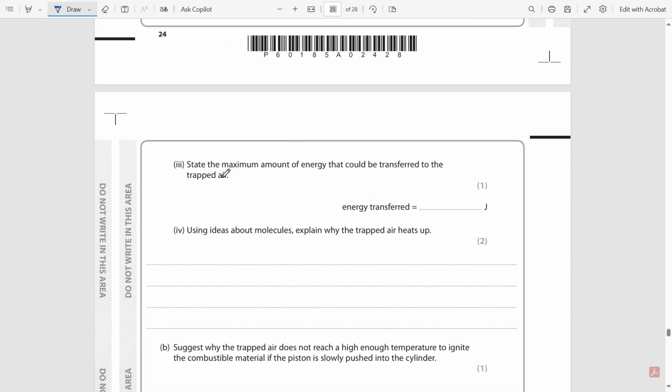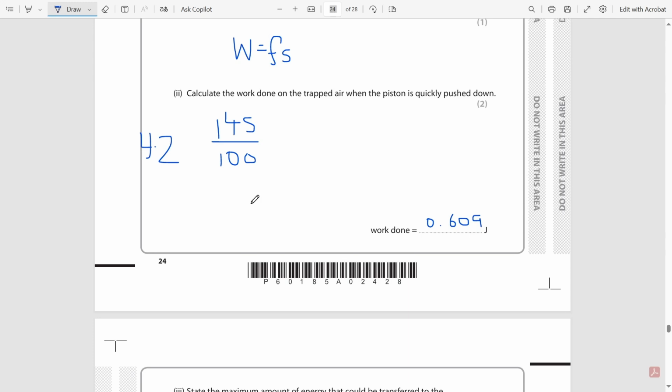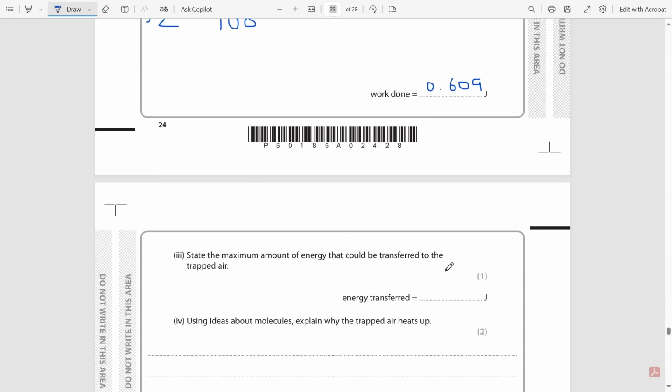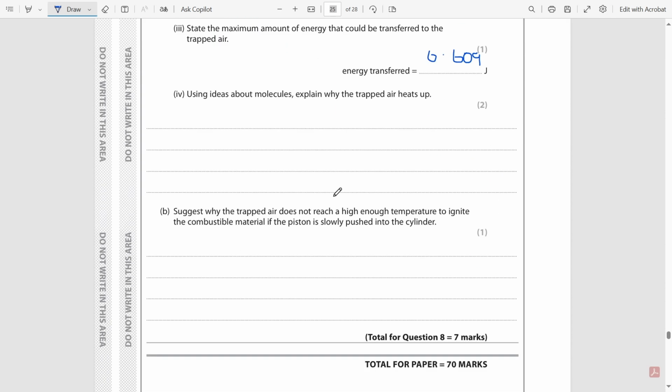State the maximum amount of energy that could be transferred to the trapped air. Well, 0.609, if it's 100% efficient, but I doubt it.